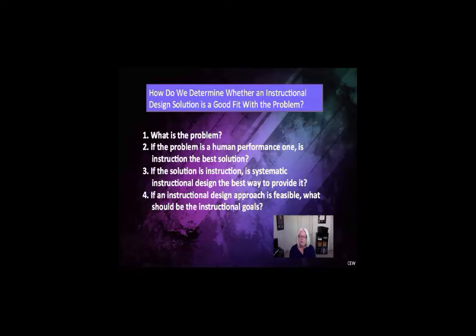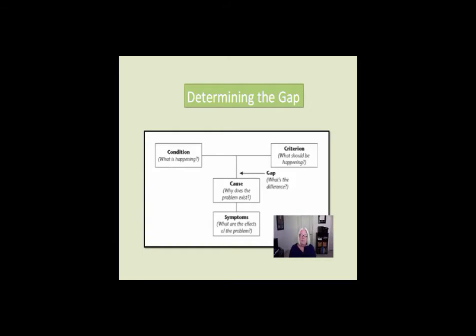The example I just gave, no, it wasn't, but let's say it was, and the supervisors do need to be trained on the policy. Then we would ask ourselves, if the solution is instruction, is systematic instructional design the best way to provide it? And then, assuming it is, then what are the instructional goals? And these are the things we're going to be doing in this chapter, and you'll be doing for your learning project as well. So first thing we need to do is a needs assessment.